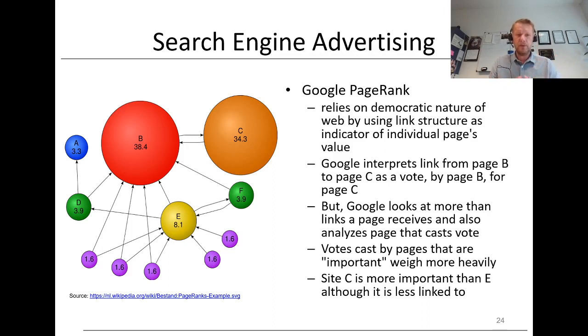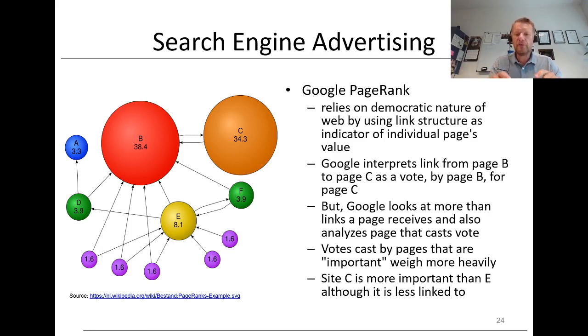What the Google PageRank algorithm is going to do is rely on the democratic nature of the web. It's going to look at every page and the number of incoming links. So it's going to look at that link structure to reflect the importance of an individual page. Google interprets a link from page B to page C, which we see here, as a vote made by page B for page C. It indicates that page B thinks page C is important.